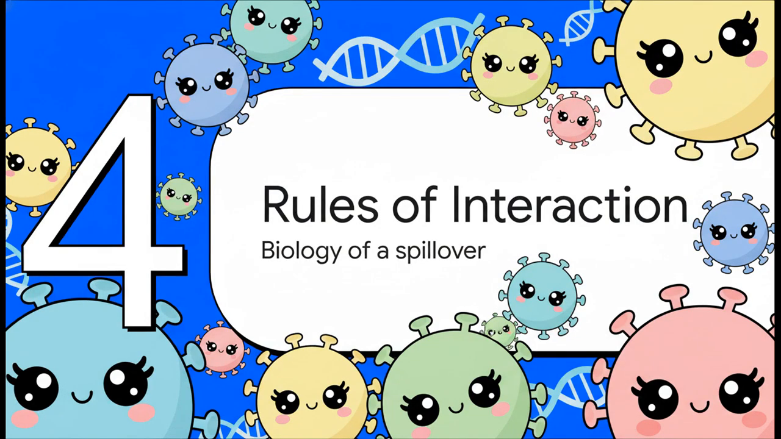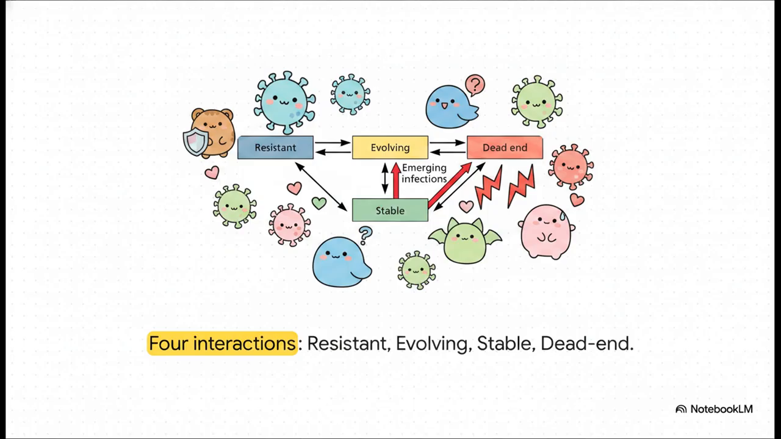Next up, Section 4. 4 Rules of Viral Interaction. The biology of a spillover. So, we've seen the environmental setup, but what actually happens when a virus makes the jump? Let's zoom in microscopically and look at the biological rules of engagement when a virus finally meets a brand new host. According to the biology of spillovers, there are basically 4 general types of interactions.